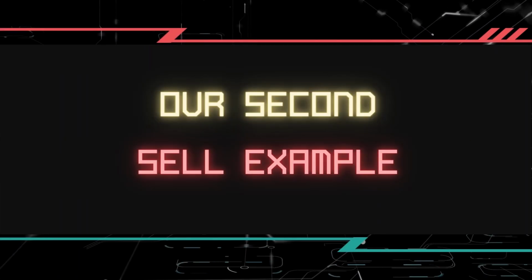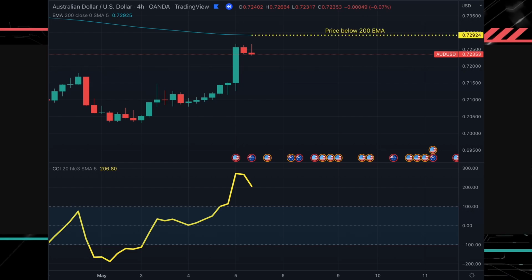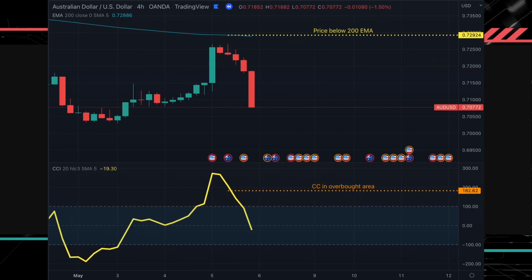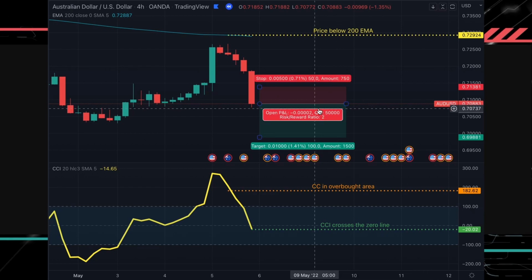Our second example is the Australian dollar and USD on the 4-hour time frame. As usual, first, we check that the price is below the 200 EMA. Second, we wait for the CCI value to enter and exit the overbought level. Third, we wait for the CCI value to cross the zero line. Finally, we will enter a sell trade at the close of the candle.